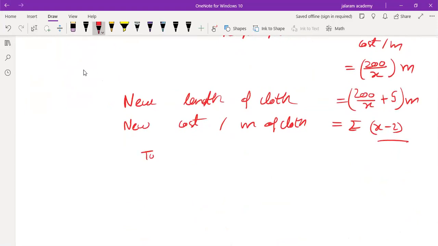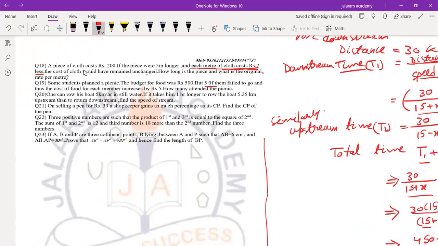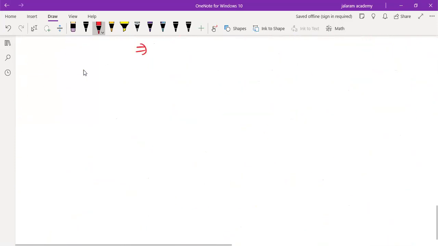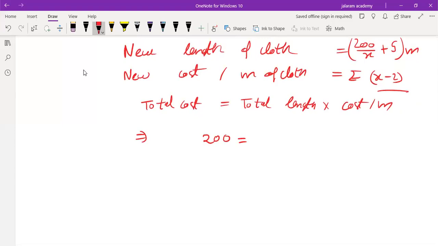So what will be the total cost? Now total cost means total length into rate per meter. Total cost remains unchanged. This is also written in the question. We have read that the total cost of cloth would have remained unchanged. Means it remains 200, which was the previous cost. 200 equals total length. Total length is written 200 by X plus 5. When length has been increased by 5 meter, the cost decreases by 2 rupees.